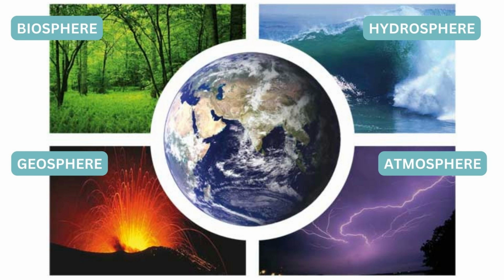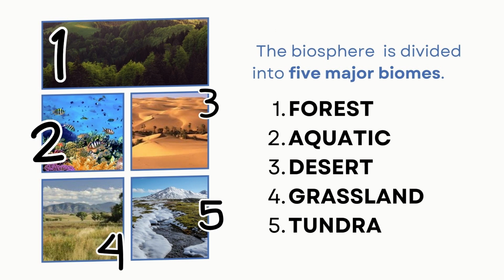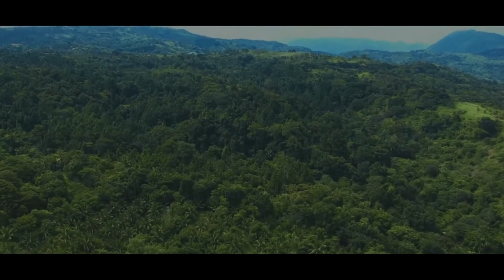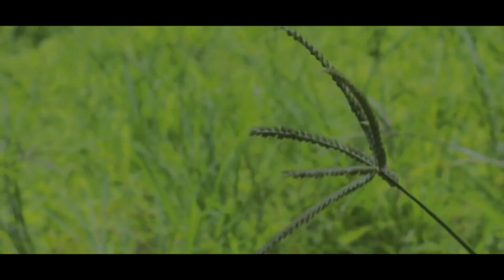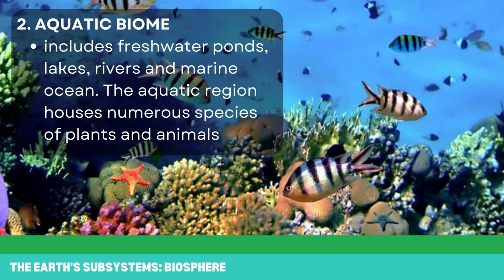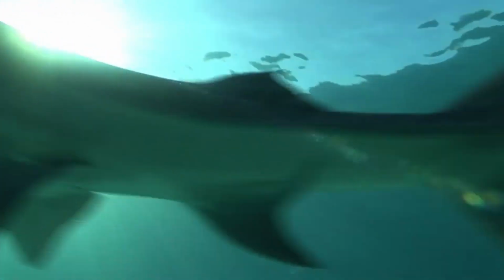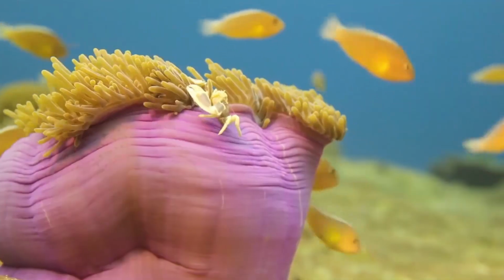Here we have the Earth's four subsystems: the biosphere, the hydrosphere, the geosphere, and the atmosphere. The biosphere, or the zone of life, contains entirely of Earth's living things. The biosphere is divided into 5 major biomes, which are forest, aquatic, desert, grassland, and tundra. The forest biome is dominated by grasses rather than large shrubs or trees. The aquatic biome includes freshwater ponds, lakes, rivers, and marine ocean. The aquatic region houses numerous species of plants and animals.